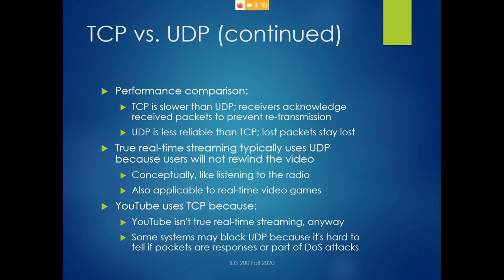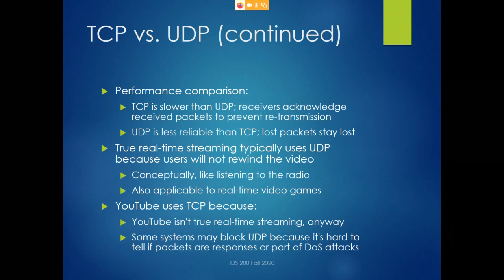Now, true real-time streaming often uses UDP because users aren't going to rewind the video anyway. So if a packet doesn't get through, oh well, it didn't get through, that's life. Which conceptually is like listening to the radio. You get into the car, you flip on the radio, it turns out that they're just wrapping up the last 10 seconds of your favorite song, and you say, oh man, I wish I had a rewind button, but I don't. So UDP is like that.